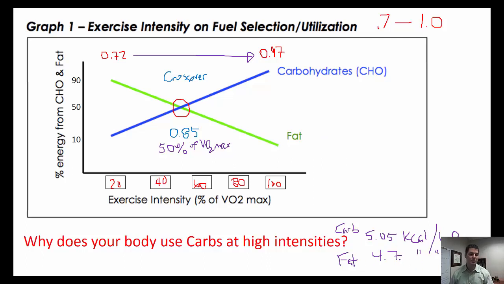So again, to specifically answer this question, our body uses carbs at high intensity because they are more efficient. What we mean by more efficient is that they produce more energy per liter of oxygen than fats do. One more time: our body uses carbs at high intensities because they are more efficient, and that means they produce more ATP per liter of oxygen than fats do. There are lots of reasons and mechanisms that we'll get to in lecture of how this exactly works, but at least a general principle here is that they are more efficient and we can get more ATP out of them.